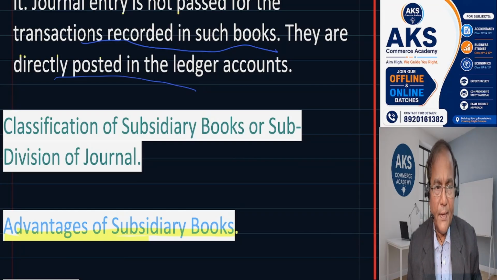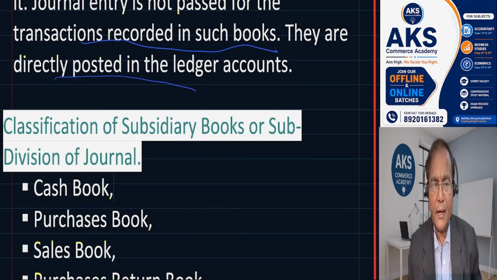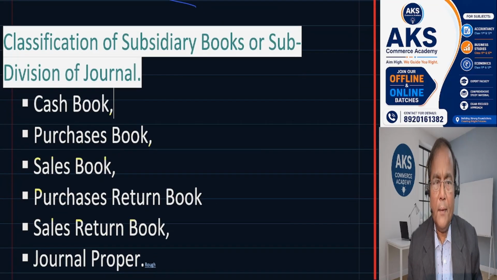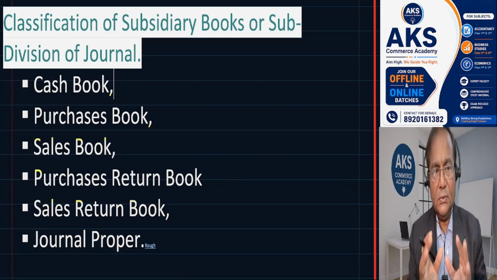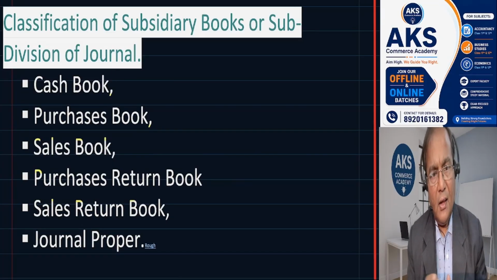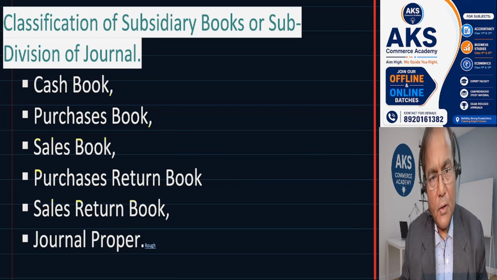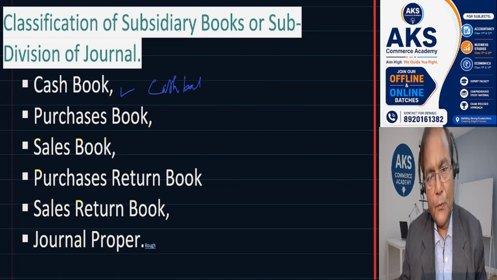So we will open this. Let's see what all there is in classification. Now, one being subsidiary books, these are subdivisions of the journal. Cash book is one of the subsidiary books. That means this records the transactions which are on a cash basis, not credit basis. If cash is involved in a transaction, it is going to get entered in the cash book.